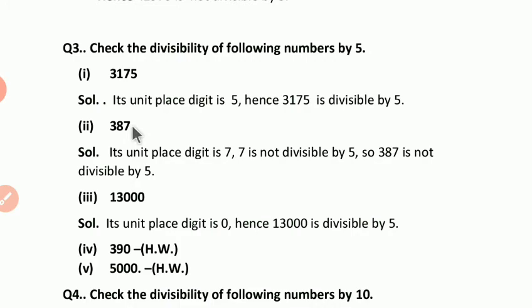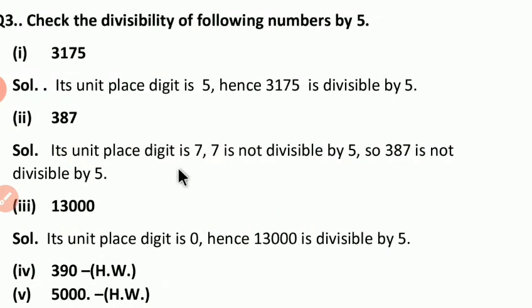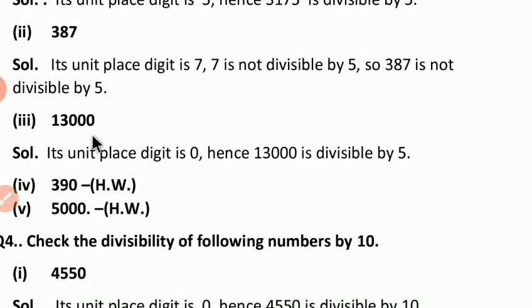Second one, 387. Its unit or ones place digit is 7, and we know that 7 is not divisible by 5. So 387 is not divisible by 5 here. 13,000. Its unit place digit is 0. Hence, we can see that if in any number the unit place digit is 0 or 5, we can say that that number is also divisible by 5. So hence 13,000 is divisible by 5.